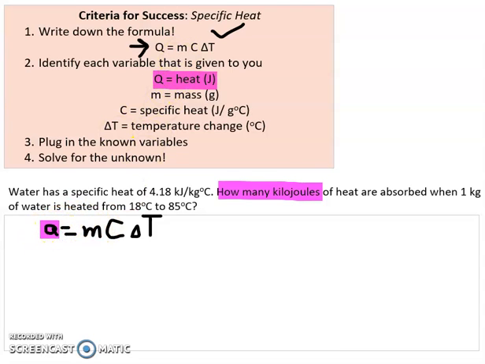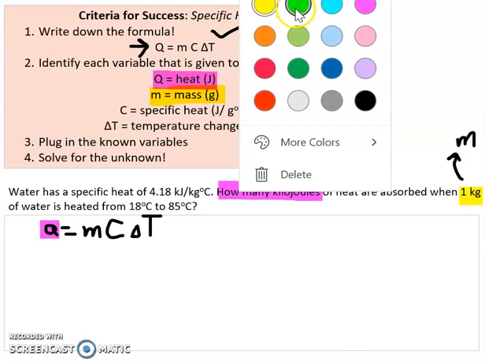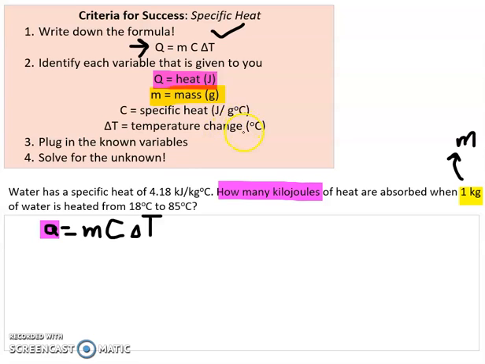So that means that I have to go and identify the other variables that they do give me. So let's do it with yellow. M is equal to mass. So let's see if they give us mass. Water has a specific heat of this. How many kilojoules are absorbed with 1 kilogram? There it is, there's the mass, there's my M. So here is my M. Next, specific heat, C. So specific heat will be in that complicated unit of joules per grams per degree Celsius. So water has a specific heat of, boom, there it is. Specific heat, we found it.